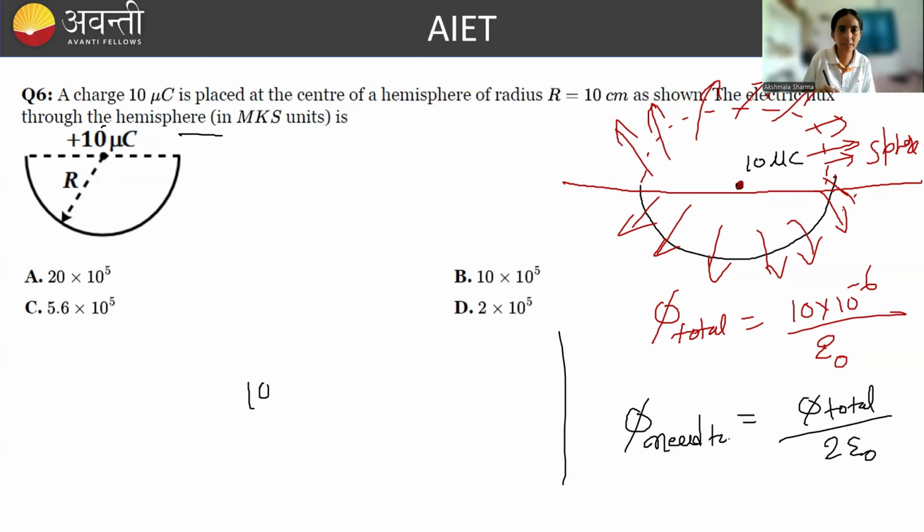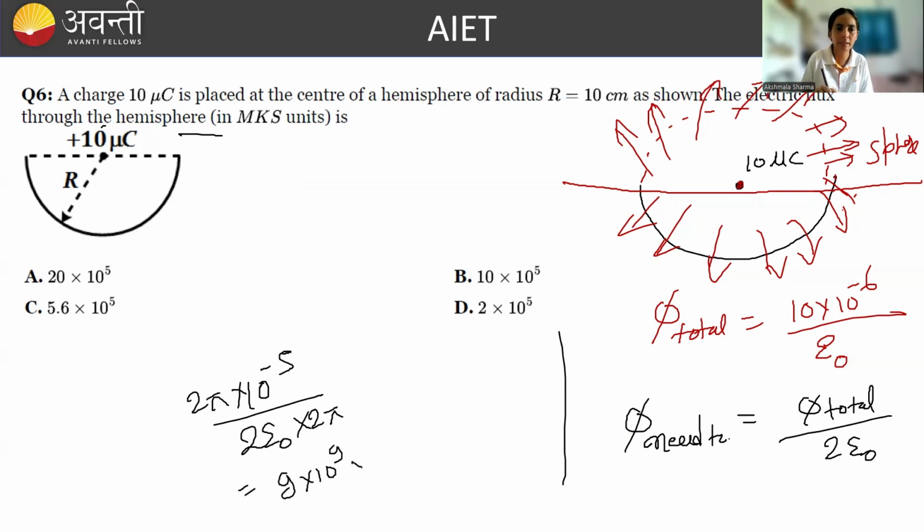So this is 10 to the power minus 5 by 2 epsilon naught. Let's write here 2 pi. Now 1 upon 4 pi epsilon naught is equal to 9 into 10 to the power 9, so 9 into 10 to the power 9 into 10 to the power minus 5 into 2 pi. If you calculate this, 18 into 3.14, so about 54, into 10 to the power 4.